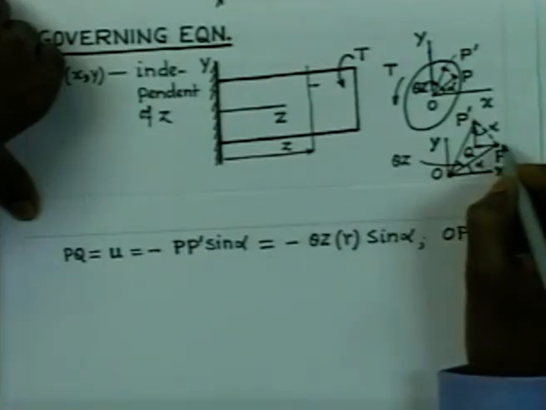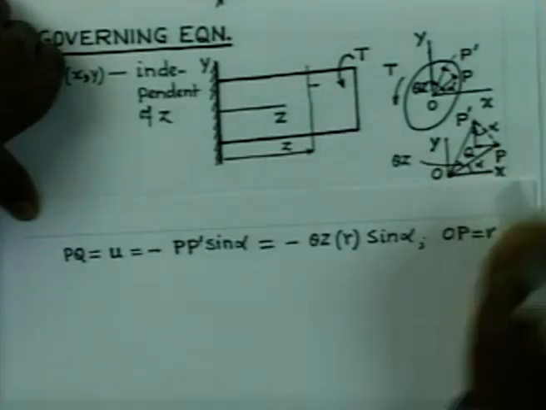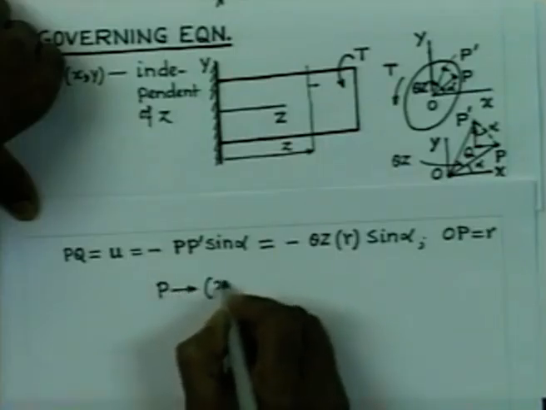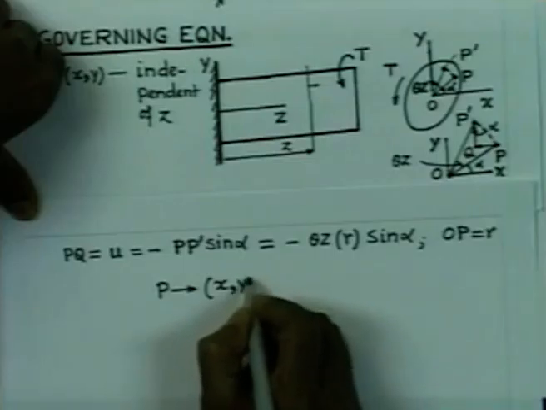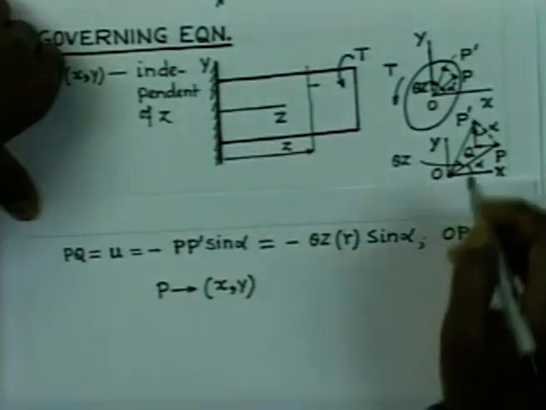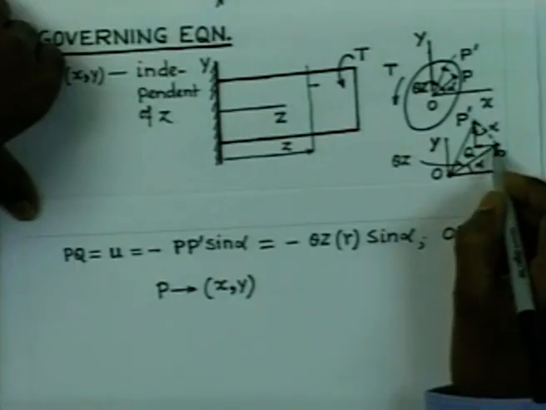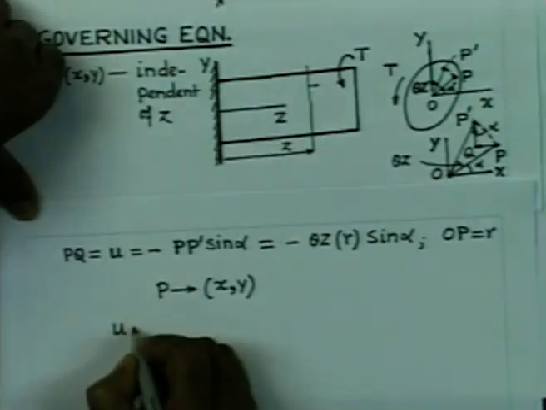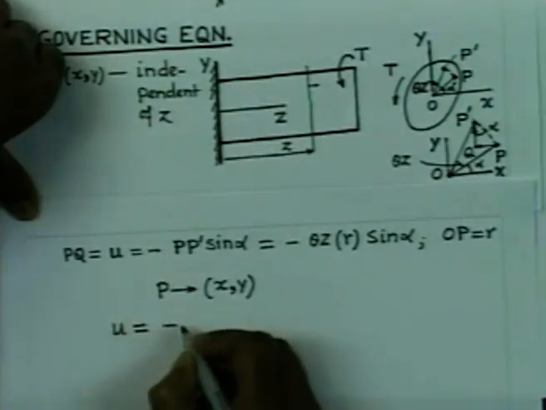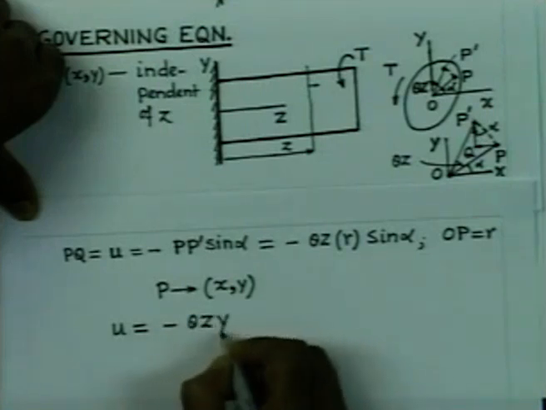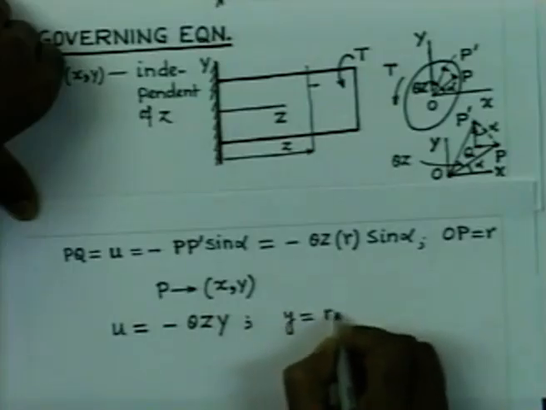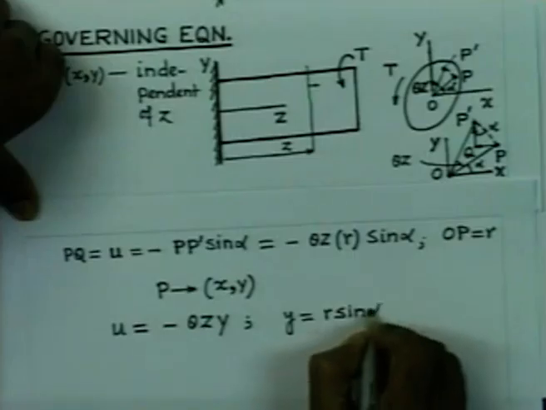Now, if we write the coordinate of the point P to have coordinates x and y, then we can write R sin alpha is nothing but y. So, we can have now u is equal to minus theta z into y, y is equal to R sin alpha.